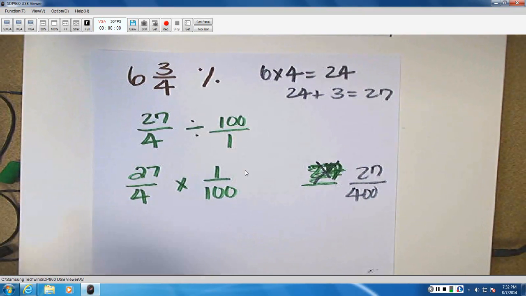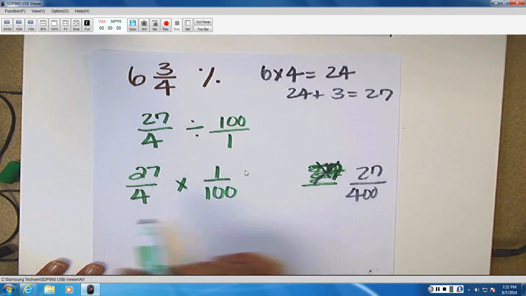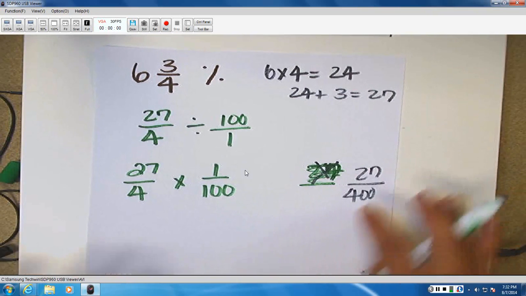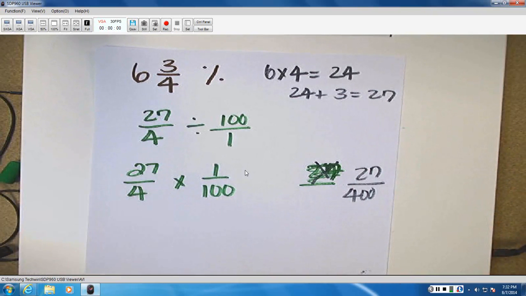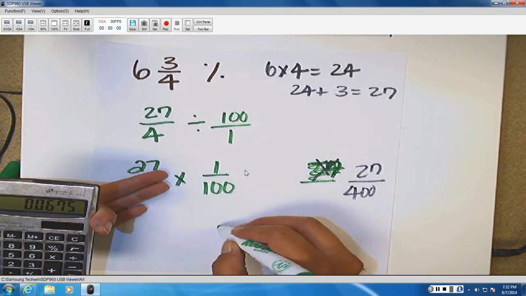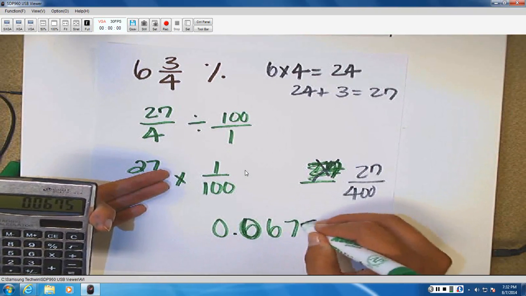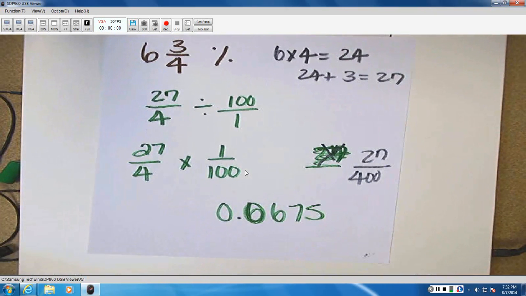So I did my multiplication. 27 times 1 is 27. 4 times 100 is 400. And I end up with 27/400. The very last thing you do is you simply just divide 400 into 27. So 27 divided by 400 gives me 0.0675. And that's my final answer, 0.0675, or 675 10,000ths.